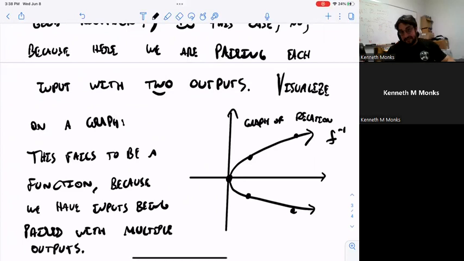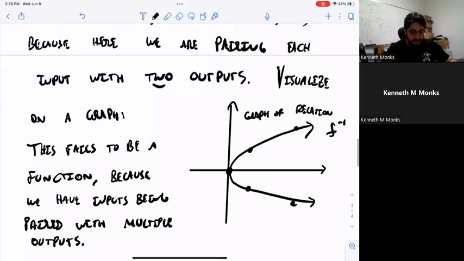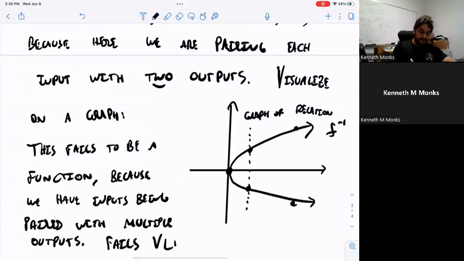Which directly violates the definition of a function, right? So this is often referred to as the vertical line test. You may have heard this. It fails the vertical line test, in that you can find a vertical line that intersects the graph in more than one location. So it fails the vertical line test. So that's an issue here.